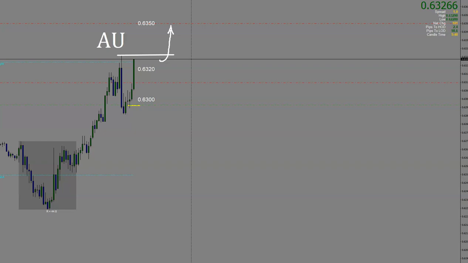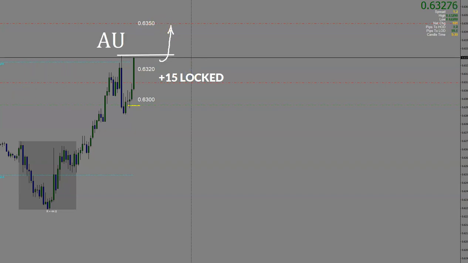All right, so I'm locking in 15 pips, looking for this move to begin to climb. And like I said, targeting up here at 63.50. We'll see if it gets there.